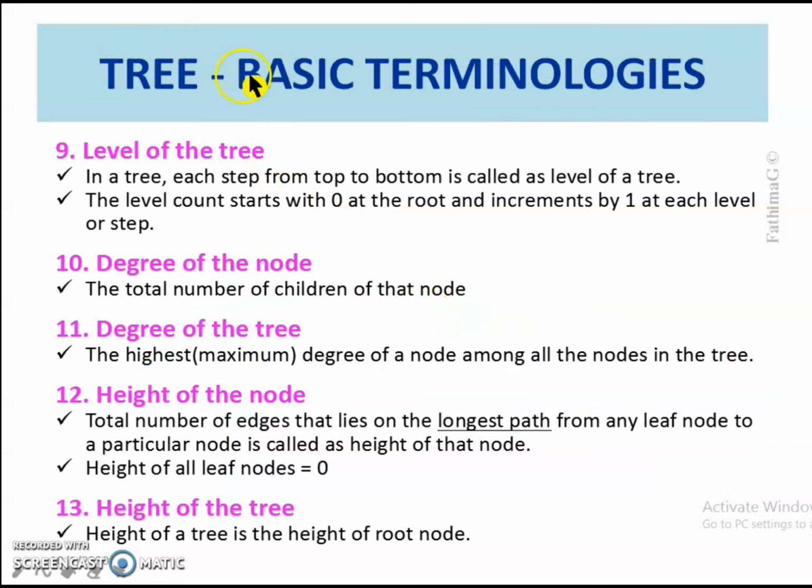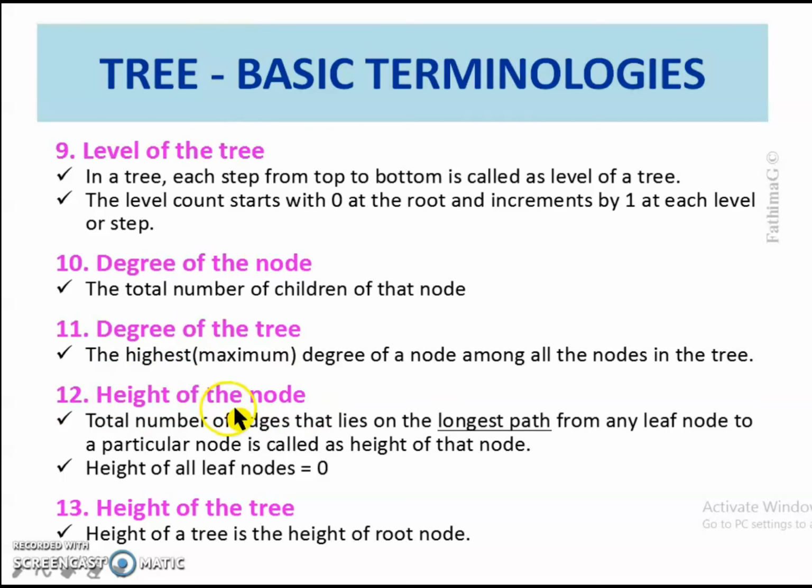Let us see the other terminologies, the level of the tree. In a tree, each step from top to bottom is called as the level of the tree. And the level count starts from 0 at the root and increments by 1 at each level. The next, the degree of the node. The total number of children of any node is called as the degree of the node. Next, the degree of the tree. The highest or the maximum degree of a node among all the nodes in the tree is the degree of the tree. Next, the height of the node.